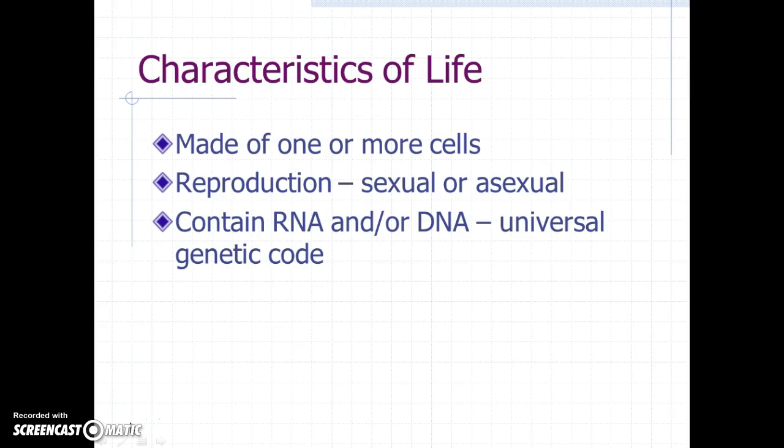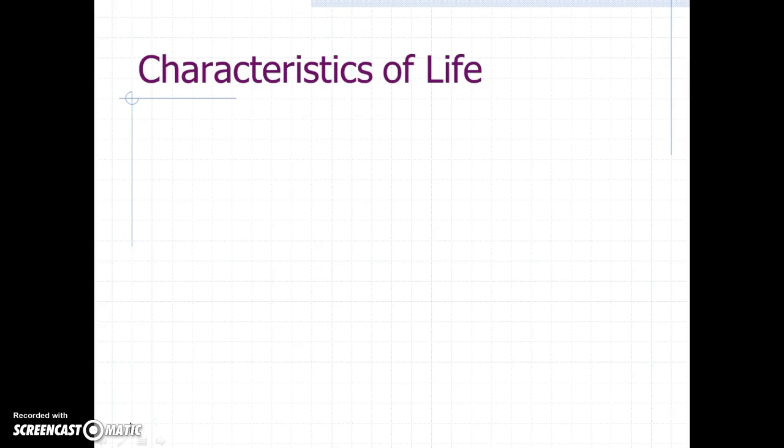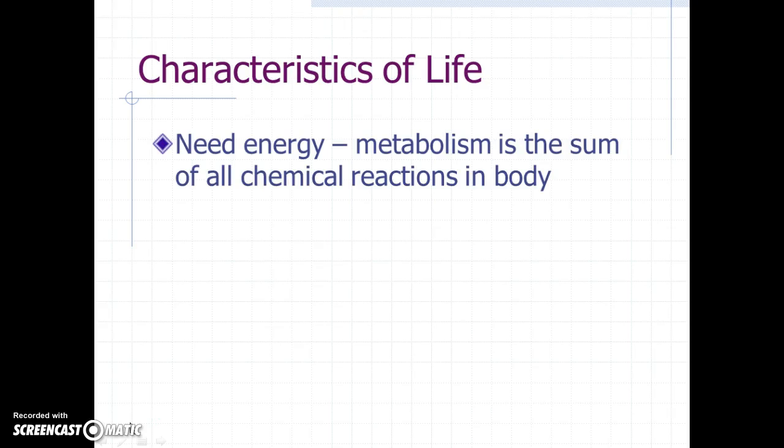It must reproduce in some way, which your computers definitely do not do. It must contain RNA or DNA, which is the universal genetic code. And it must go through growth and development, just like you currently are going through puberty. That is a phase of development. All creatures must take in energy in some way. For instance, plants take in the energy of the sun and use that to make sugar. And then you, as an autotroph or as a heterotroph, eat those plants and you get the energy from them.